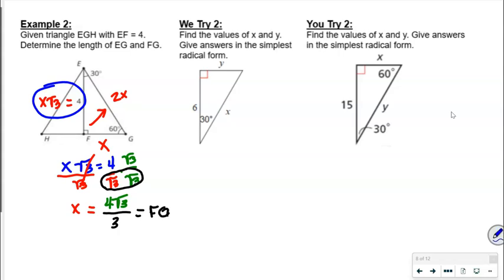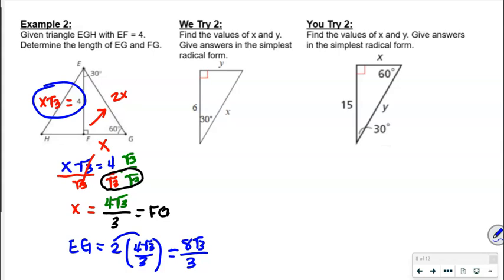Okay, now let's talk about EG. What are we going to do to what we just found? That was our x, right? So we're just going to multiply it by 2. So 2 times our 4 square root of 3 over 3. Remember, once again, we're just multiplying that 2 times that 4. So this is going to be 8 square root of 3 over 3. And again, we can't reduce it because 8 is not divisible by 3, giving us a whole number. If it was a 9 or a 12 or some number like that, then we could.